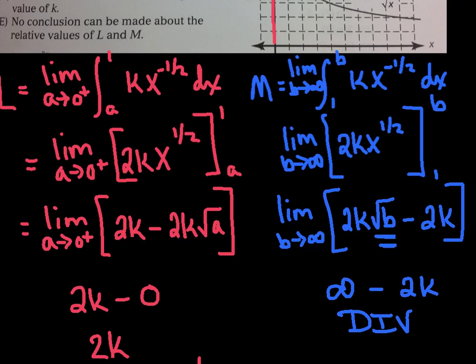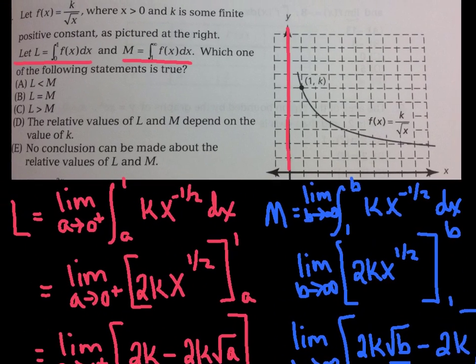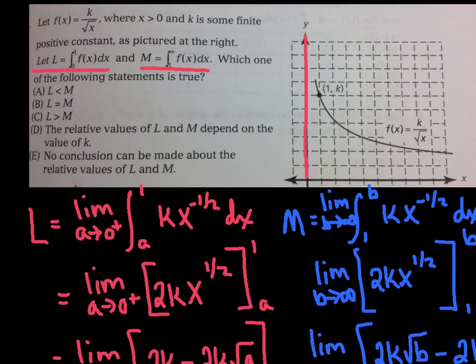Now let's compare these. What did we say? L turned out to be 2k, and we said M was ultimately infinity. So what I'm going to do is go with choice A. I'm going to say L is smaller than M, because L's finite and M's infinite. So that's the one that I fell in love with.